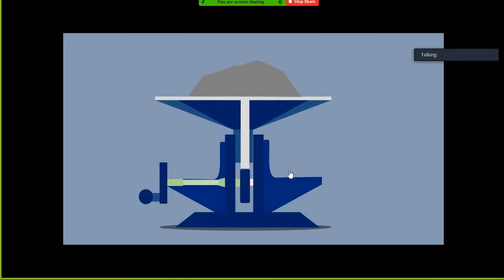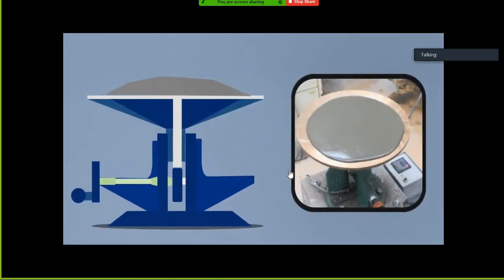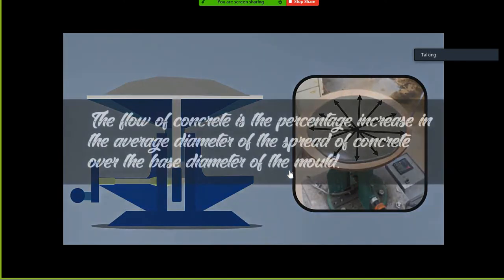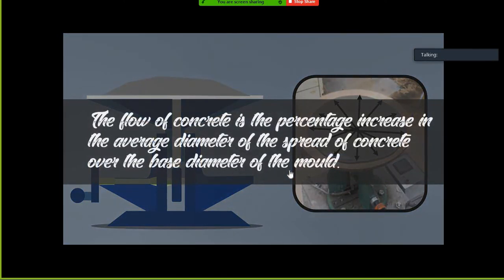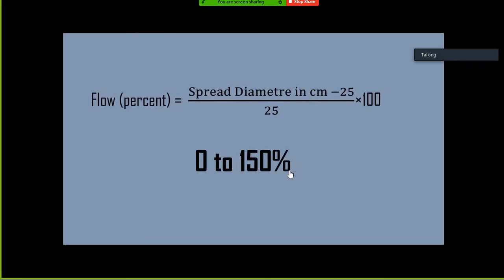The table is then raised and dropped 12.5 mm 15 times in about 15 seconds. The diameter of the concrete spread is measured in about 6 directions to the nearest 5 mm and the average spread is noted. The flow of concrete is the percentage increase in the average diameter of the spread of concrete over the base diameter of the mold. Flow in percent is calculated by dividing spread diameter in centimeters minus 25, divided by 25, into 100.